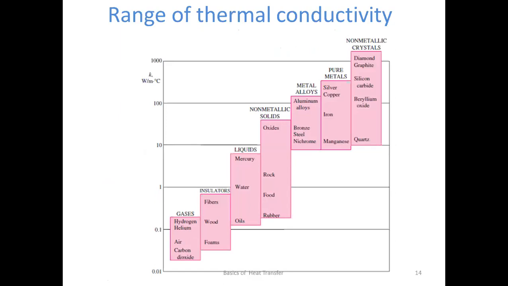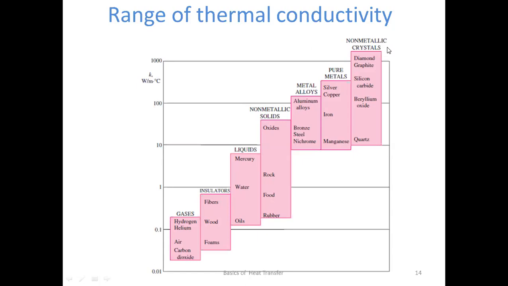Now this is the range of thermal conductivity for different materials. Now see, on the y-axis there are thermal conductivity values from 0.01 to 1000, and on the x-axis there are the different materials. Now see, this is the range of a particular group.